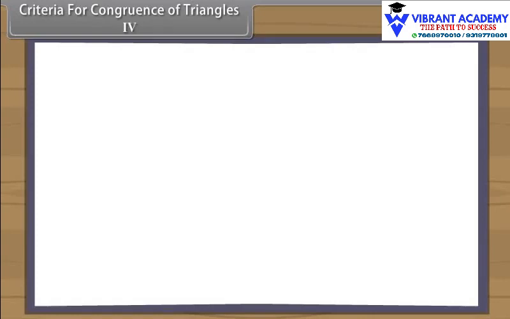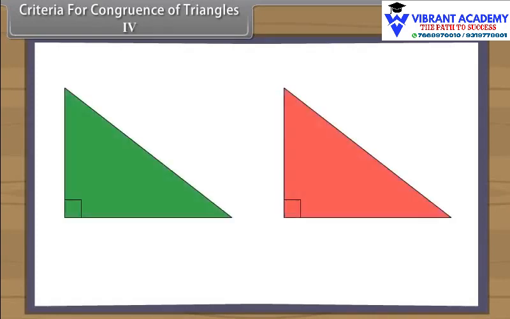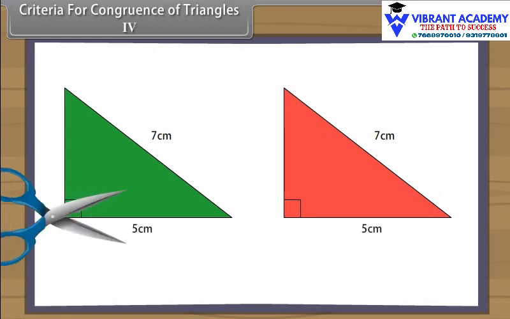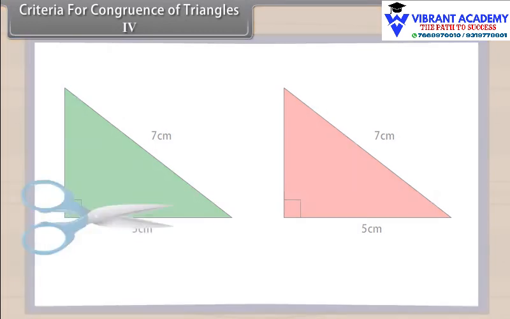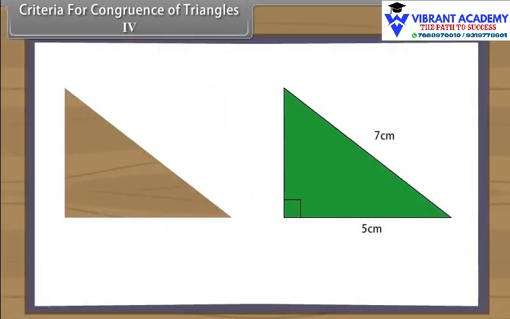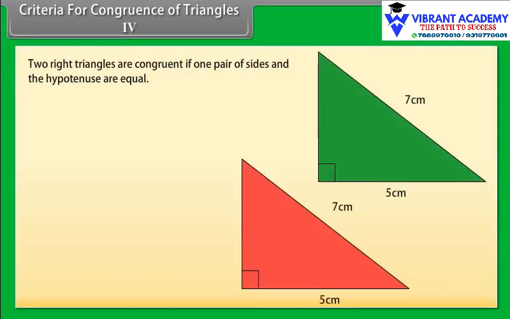Criteria for congruence of triangles 4. Now construct 2 right-angled triangles with hypotenuse equal to 7 cm and one side equal to 5 cm each. Cut them out and place one triangle over the other with equal sides placed on each other. We will observe that the 2 triangles cover each other completely, and so they are congruent. Or we can say that 2 right triangles are congruent if one pair of sides and the hypotenuse are equal. Thus we have criterion 4.